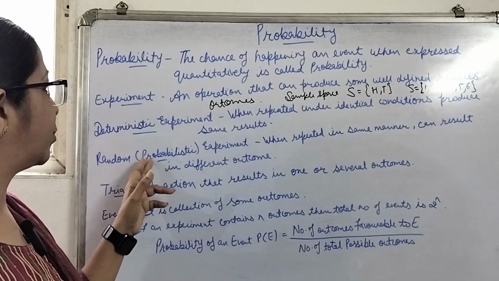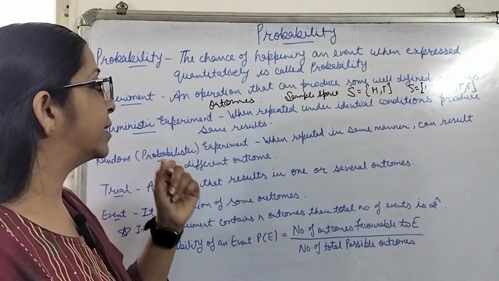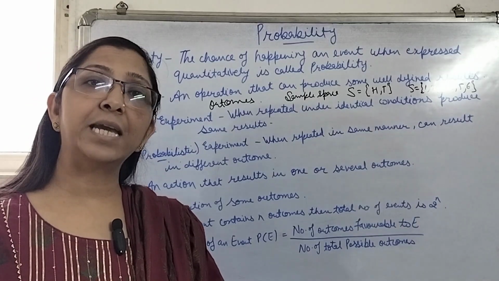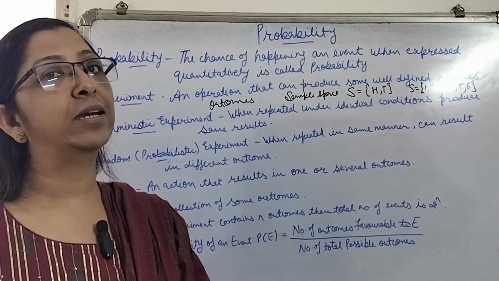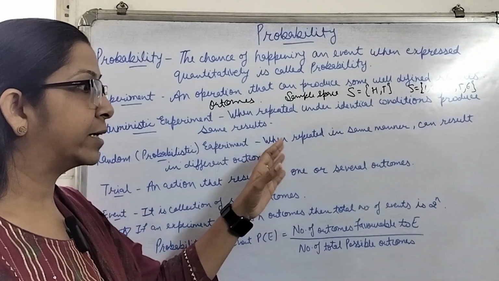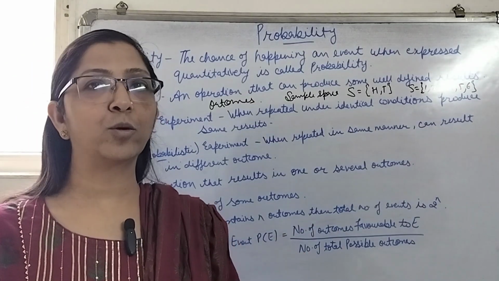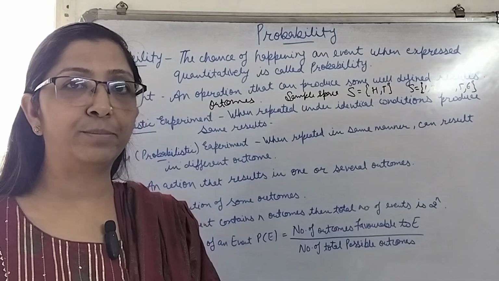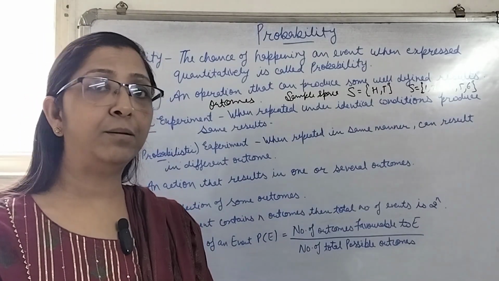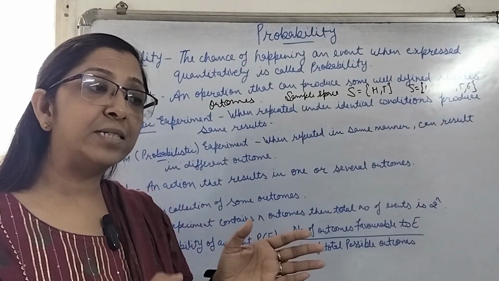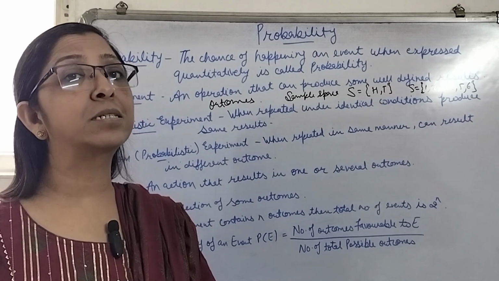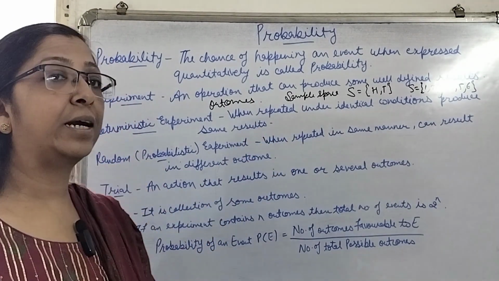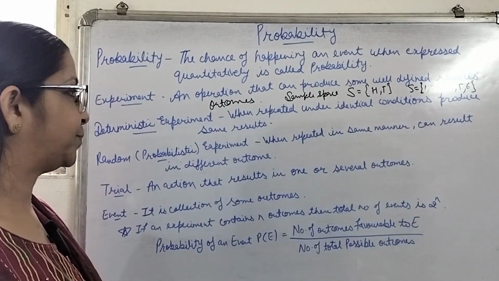Now comes your random or probabilistic experiments. These are the experiments where, if we repeat them in the same condition, we can still have different results. Like if in the same condition we are tossing a coin, it is not always compulsory that we will have a head. Maybe sometimes we get a head, maybe sometimes a tail. So in the same condition we are repeating the experiment, still we are getting different results. These types of experiments are known as random or probabilistic experiments.